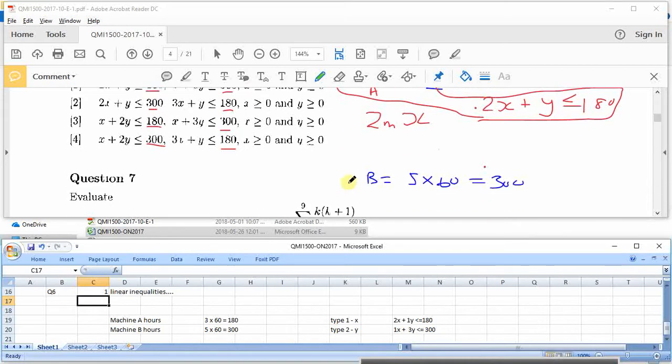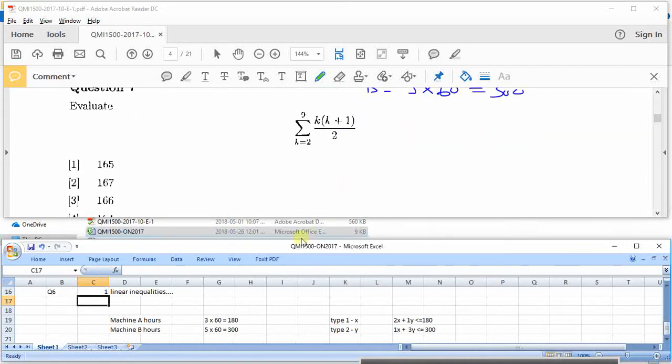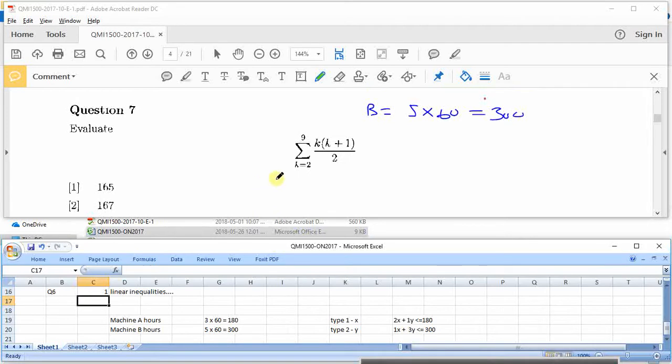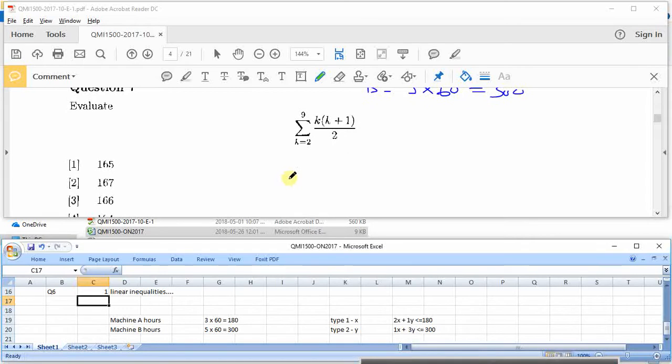Alright, let's see what we have here. Question 7. This is an adding one, hey? This is the sum of, are these both Ks? It looks like it. Okay, so then we need to put 2 in, 3 in, 4 in, 5 in, 6 in, 7 in, 8 in, 9 in.